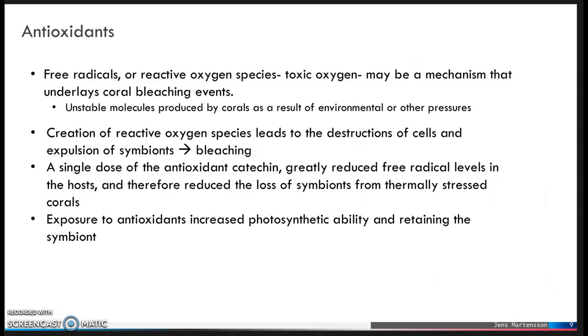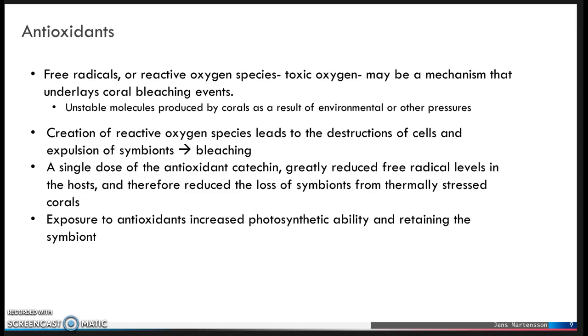So our third mitigation strategy is the use of antioxidants to combat reactive oxygen species. You might have heard about this in the human diet, or if you've ever heard someone say that antioxidants are good for you to consume and they combat free radicals in your body, things such as blueberries and raspberries have a lot of antioxidants in them. It's a similar thing in corals.